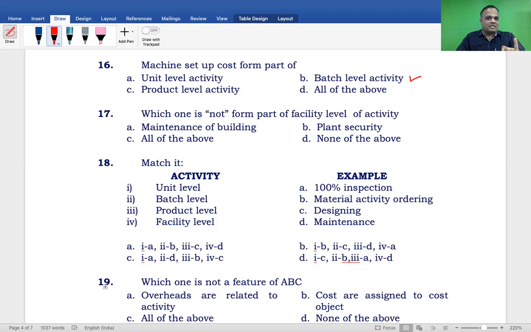Unit level activity represents what? Four types of activities are there in ABC: unit level, batch level, product level, facility level. An activity is something for which I incur some cost, and that can be classified into four types. Unit level activity means for each and every unit I am going to incur the cost. That is called unit level activity.